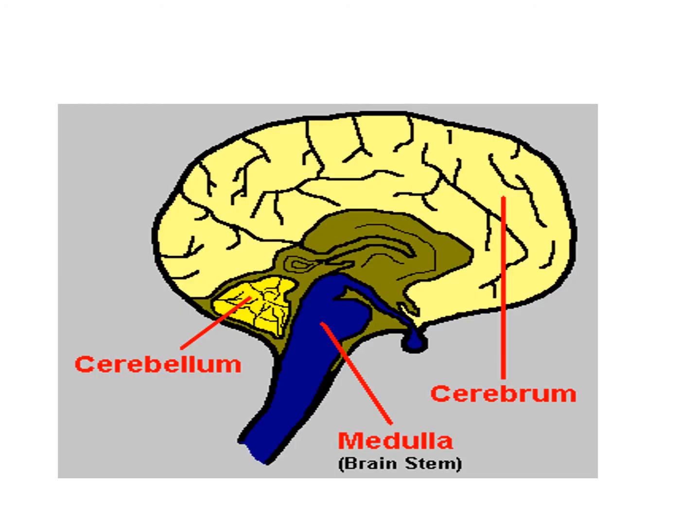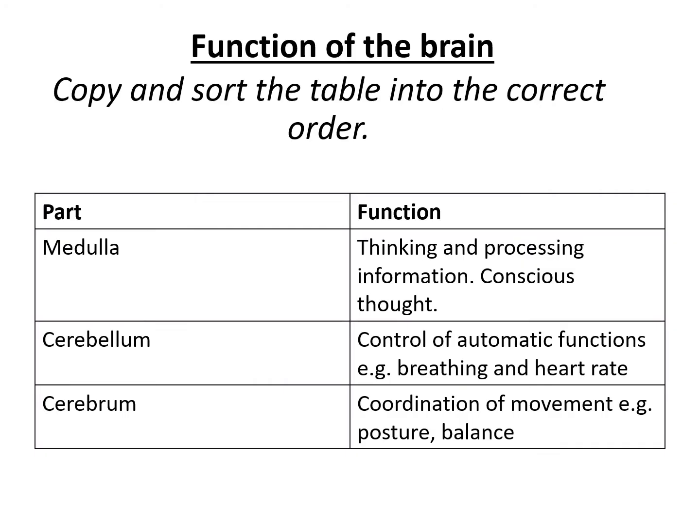So again, we've got our cerebellum, which is for coordination and balance. We have our cerebrum, which is the big part that controls all our conscious thoughts and emotions. And then we've got our medulla, which is for our automatic functions, so like our heart rate and breathing. You should now be able to pause the video and sort the table into the correct order so that the information is correct. So try to do that and pause the video before I go over the answers.